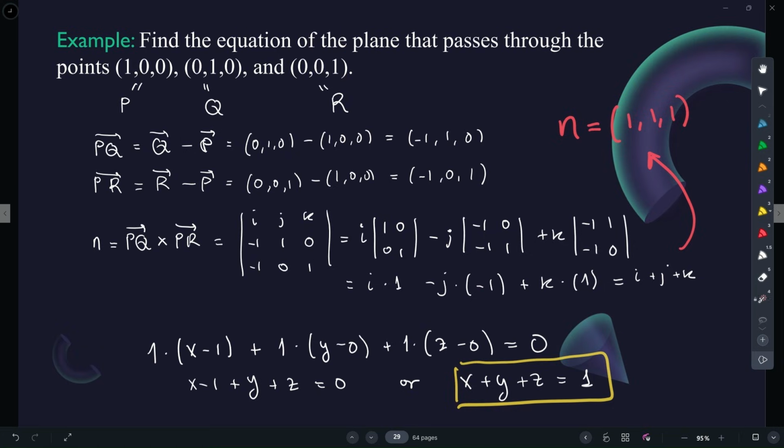Let's check that all 3 points are in the plane. 1, 0, 0 is in here, 0, 1, 0 is in here, and 0, 0, 1 is in here. And the coefficients here are 1, 1, 1, so the plane is perpendicular to this vector. So this is the plane I was looking for.